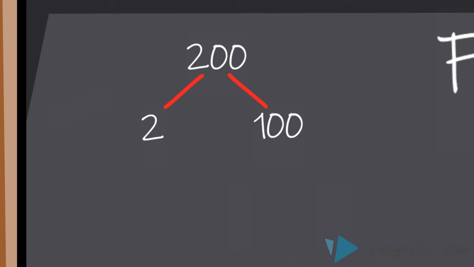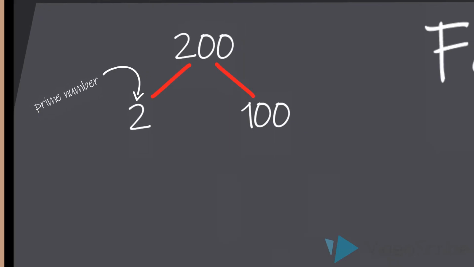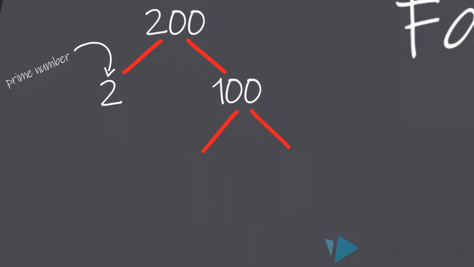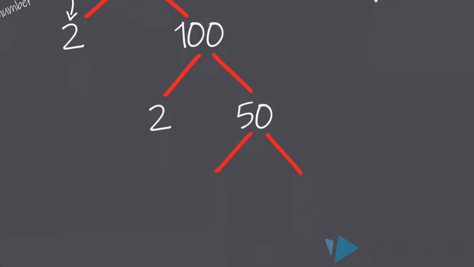Is 2 a prime number? Yes. We're going to leave the factor 2 alone because it's prime. Is 100 prime? No. Let's find two factors to get to 100 now. 2 times 50 equals 100. So I'm going to break 100 down into 2 and 50. Is 2 prime? Yes. So we're not going to go farther with this 2. Is 50 prime? No. 50 can be broken down farther into 5 and 10.